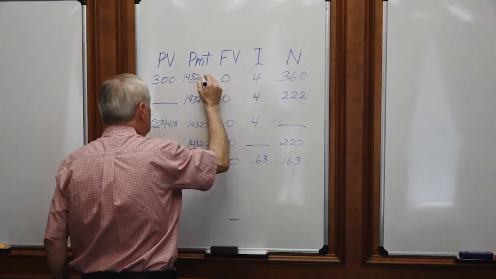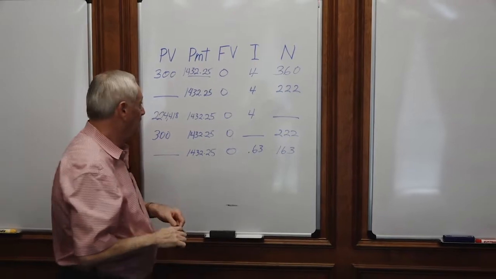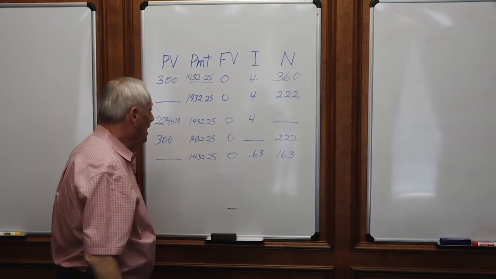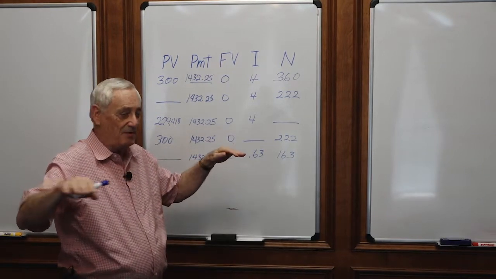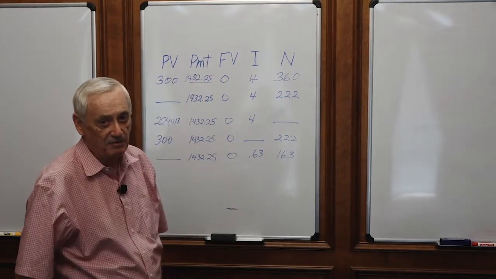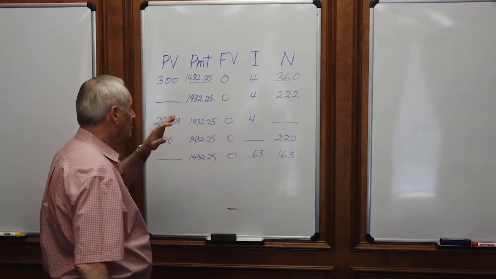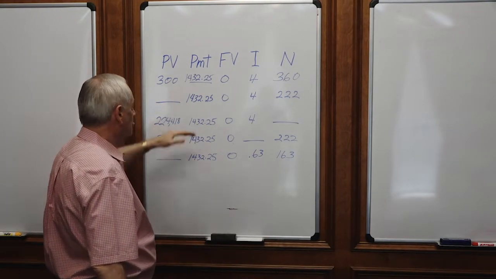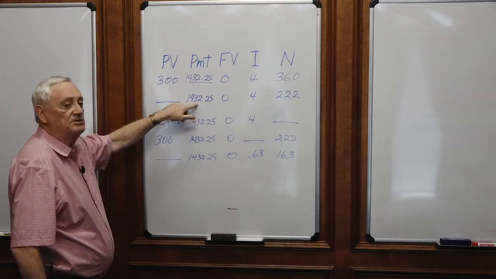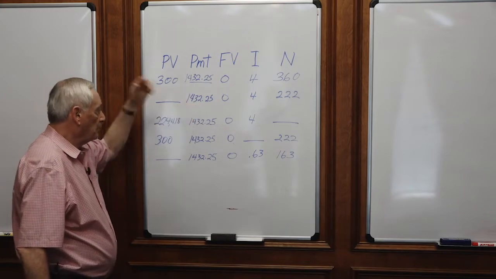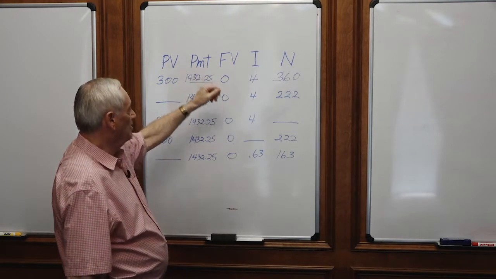So knowing that, I can write that in right there. Now, of course, I did these calculations before I started this video, so I know what the answers are going to be. And as you can see here, I'm going to use this same example all the way throughout to make it as simple as I can for you without changing a bunch of numbers. All right? So now let's go to this second problem here. We know our payment's $1,432.25. We know our present value is 0, because I said so. We know our interest rate's 4%.